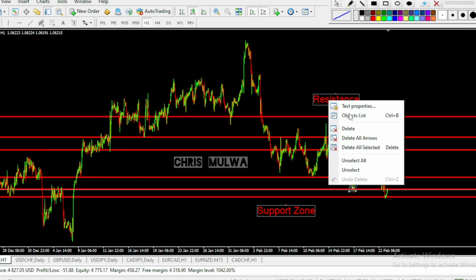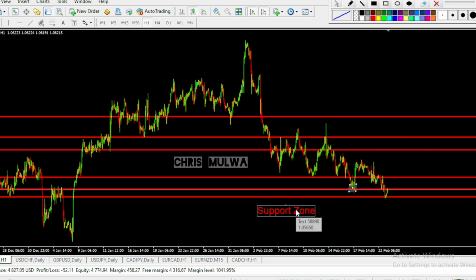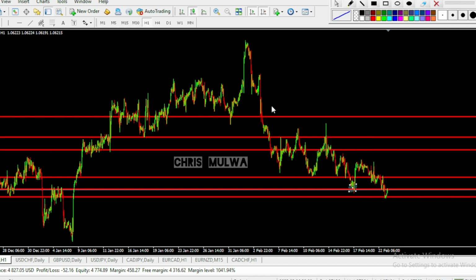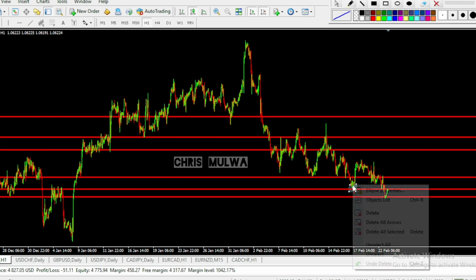So we are not looking at the support and the resistance. I delete this. We have covered the support and the resistance. We have covered the demand and supply. We have covered Elliott wave. Now we are on the failure swing method.